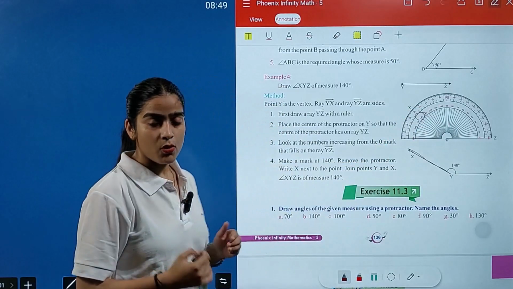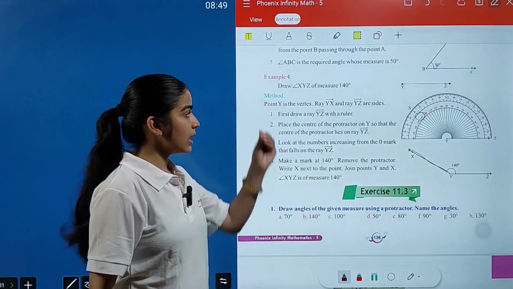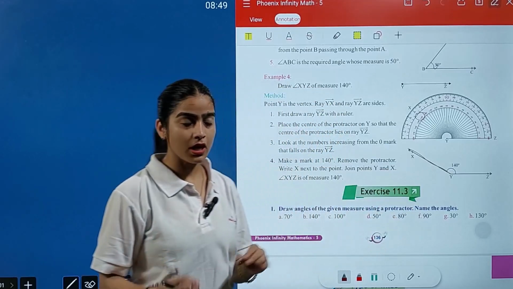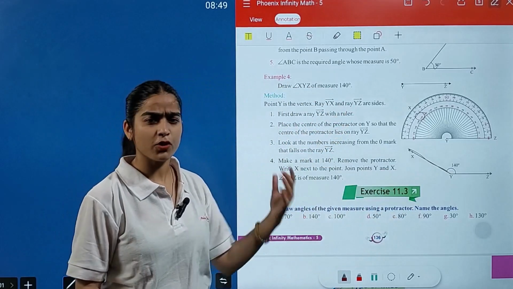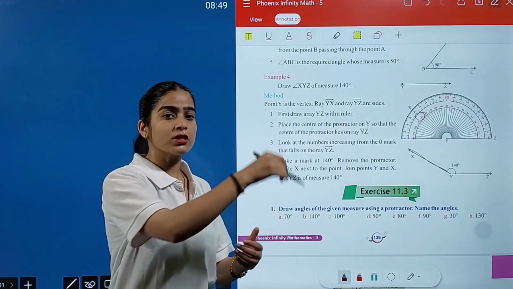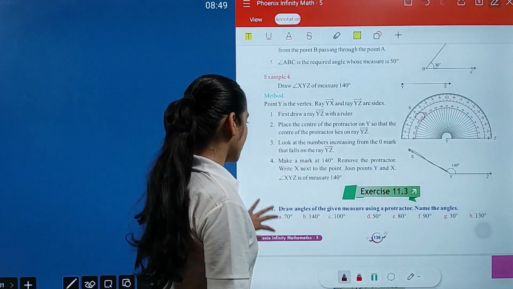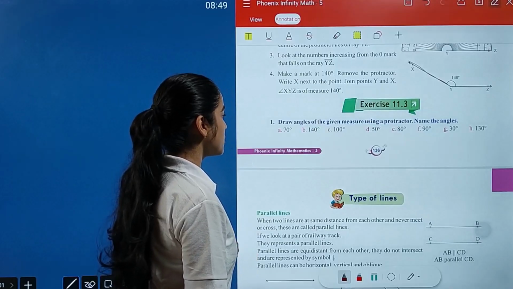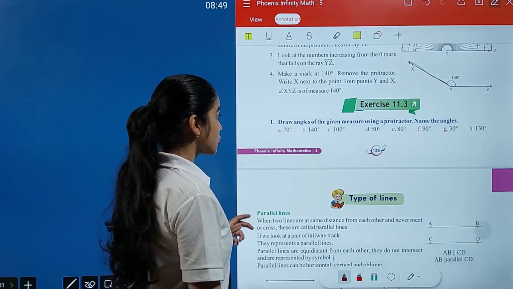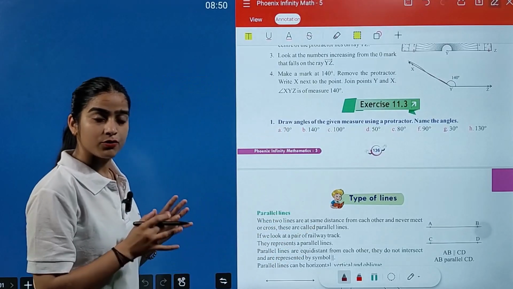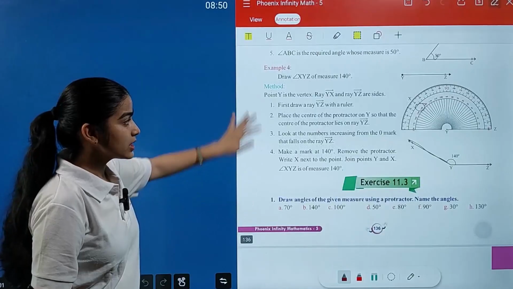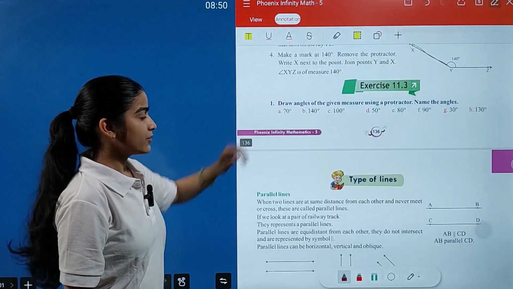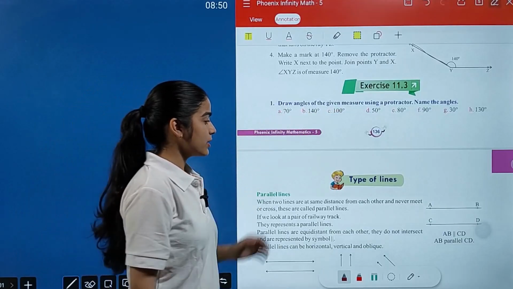So in this, you have to just make an angle with the help of your protractor by placing it on your initial point, and where you see according to the protractor your 50 degrees, your 40 degrees, put a point on that and just create another ray by following. Now in exercise 11.3, we have to draw angles of the given measure using a protractor and name the angle. I already explained how you have to make your angles, so follow these steps which we understood in these two examples, and after this you have to make the rest of the angles given.